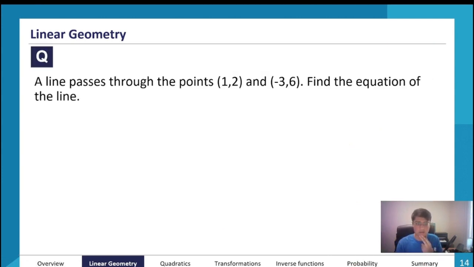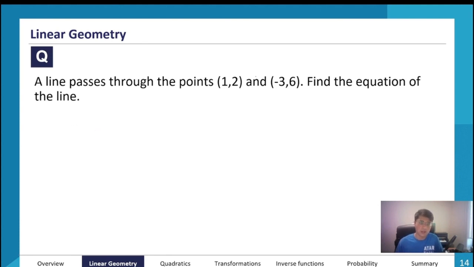Okay, so we've got our first practice question. A line passes through the points 1, 2, and negative 3, 6. We need to try and find the equation of the line. So I'll get my pen out here. If you have a book near you, pen and paper, we can work through this question together and see if you can get the same answer that I do here.